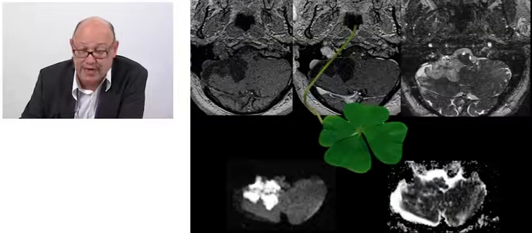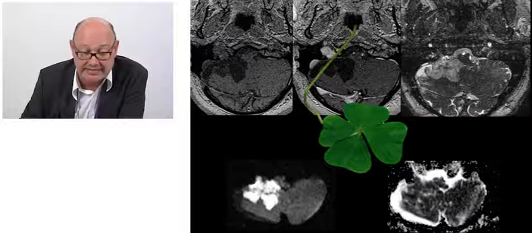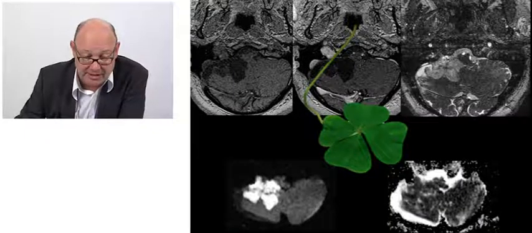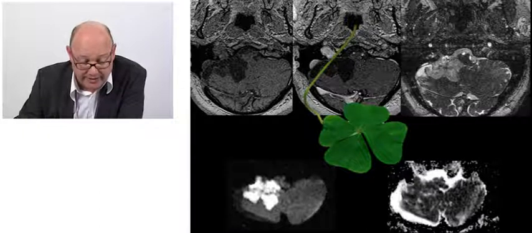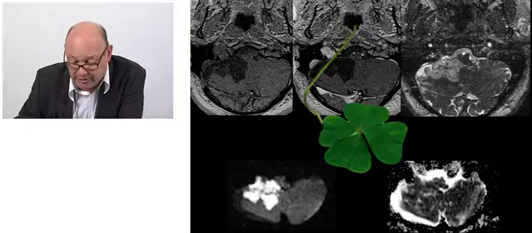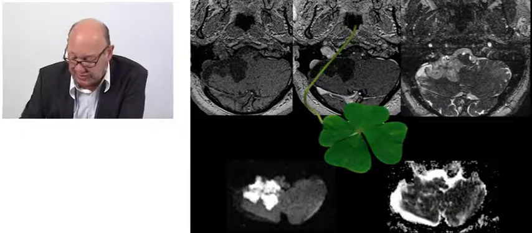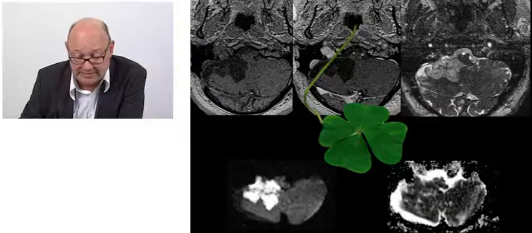A typical location for epidermoid cysts is in the cerebellopontine angle. We see here a lesion with low signal intensity in the right pontocerebellar cistern. You see the signal intensity is not the signal intensity of cerebrospinal fluid. If you use diffusion weighted imaging, you see it's bright on diffusion, it is dark on ADC maps. This is a typical example of an epidermoid cyst in the right pontocerebellar cistern.